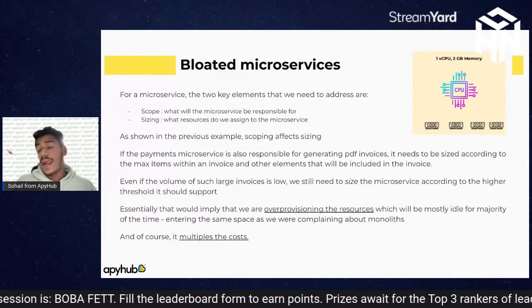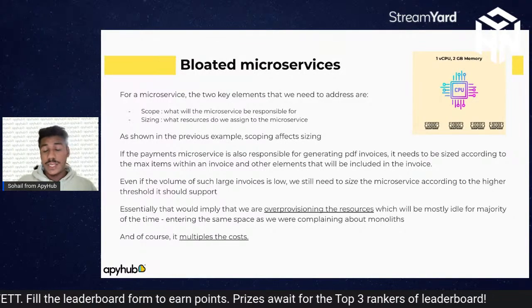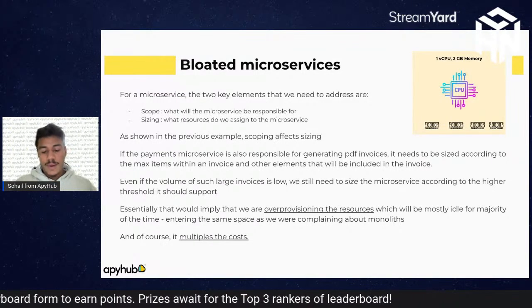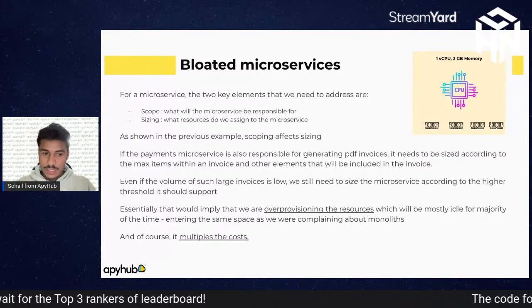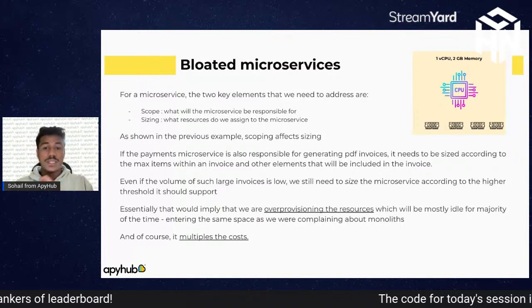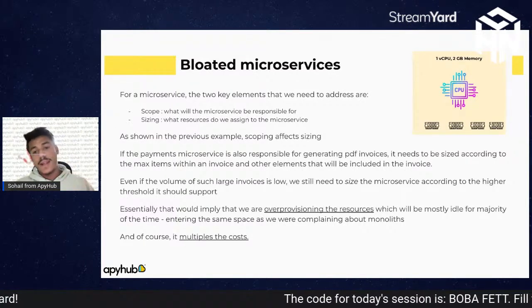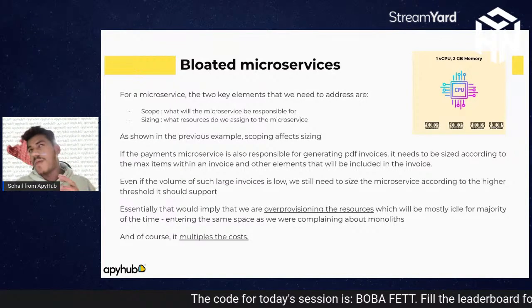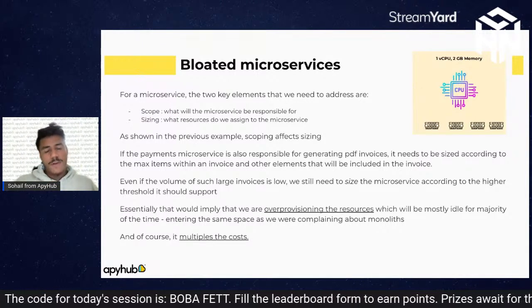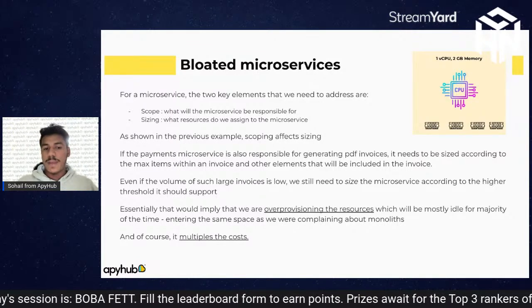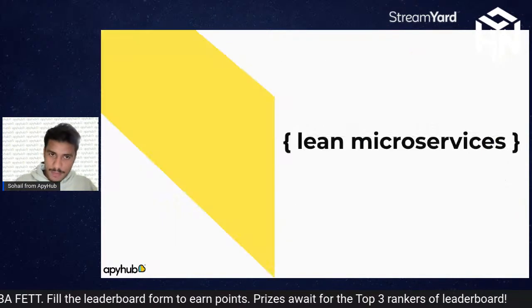And as I said, it should support the maximum threshold, but in that you are going to bear the cost of over-provisioning the resources. You are over-provisioning the resources just for the sake of handling the largest order, which I don't think will come very often. And of course, in the end it will multiply the cost, and this is the problem.